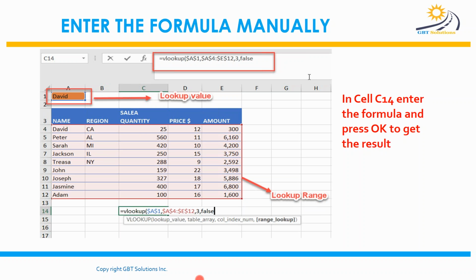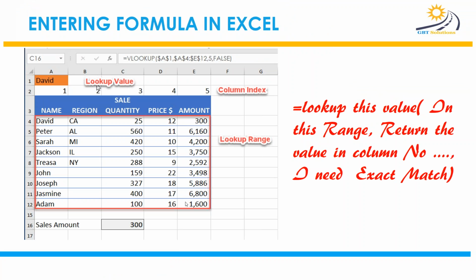Then you close your argument and press enter, and you will have the result here. So here we have the lookup value David, and the sales quantity is 25. So this is the result.